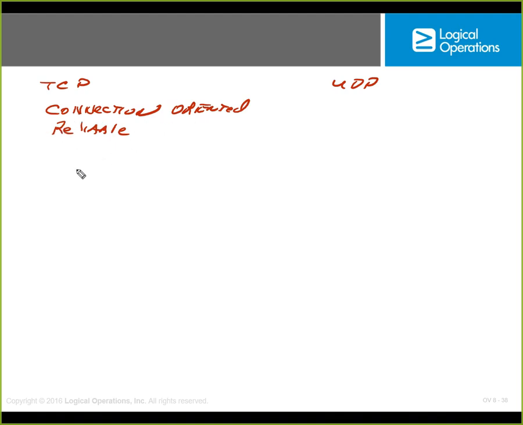Connection-oriented means that before it starts sending data, it establishes a connection. It establishes a connection with a thing called a three-way handshake. You'll learn a little bit more about this in Network Plus. If I'm going from me to you, I'm going to first send you a packet called a SYN packet, a synchronization packet, which basically says, I want to have a conversation. And it gives a number system where I'm going to start numbering my data that comes to you.